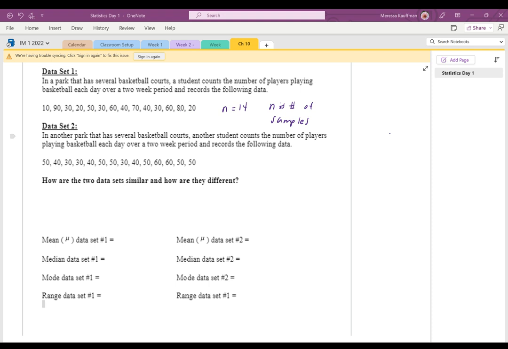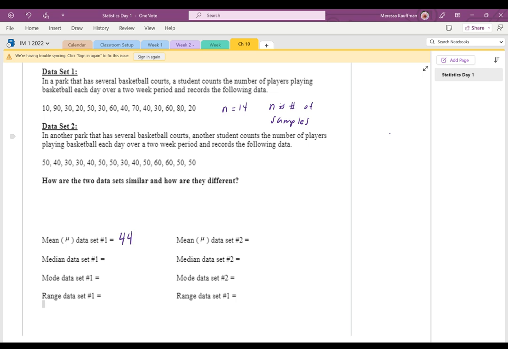Now I'm going to divide 620 by the number of samples we took over the 2-week period, which is 14. And that gives me approximately 44. So I'm going to write 44 as the mean of my first set. So this is going to be 44, approximately.